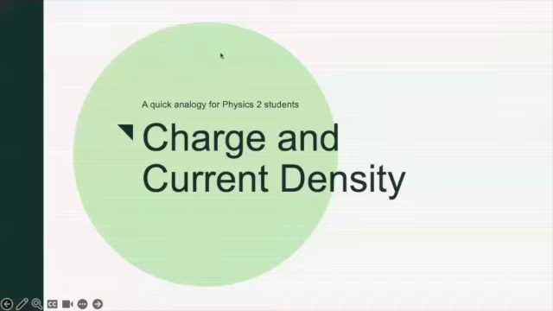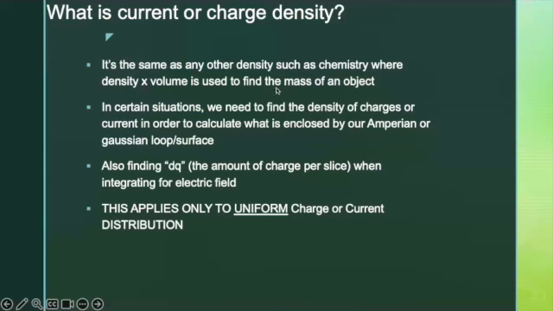All right, so very quickly, I am going to go over charge and current density. I am a physics graduate student and spent a lot of time tutoring in undergrad, and this was one of the most confusing topics for students in physics, in electromagnetism or introduction to electromagnetism. And so I wanted to record a YouTube video that will hopefully help future students who maybe are mixing up these concepts. So, what is current or charge density?